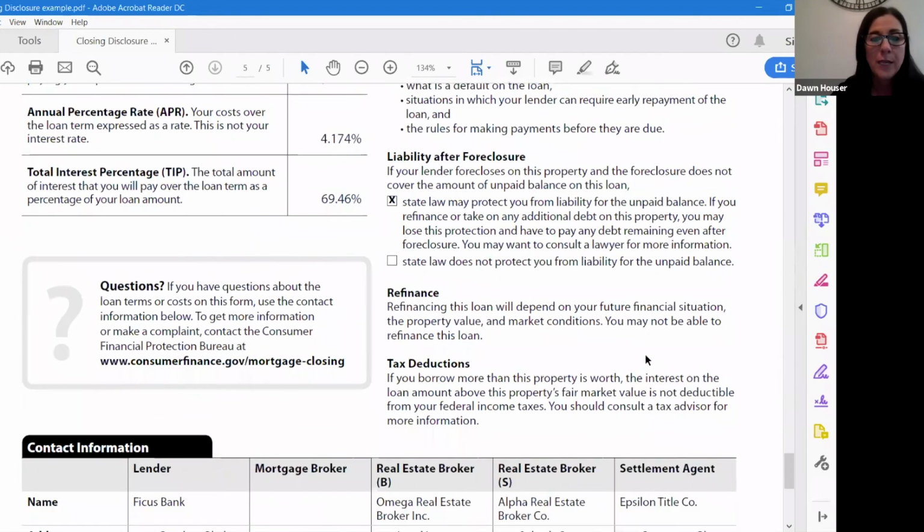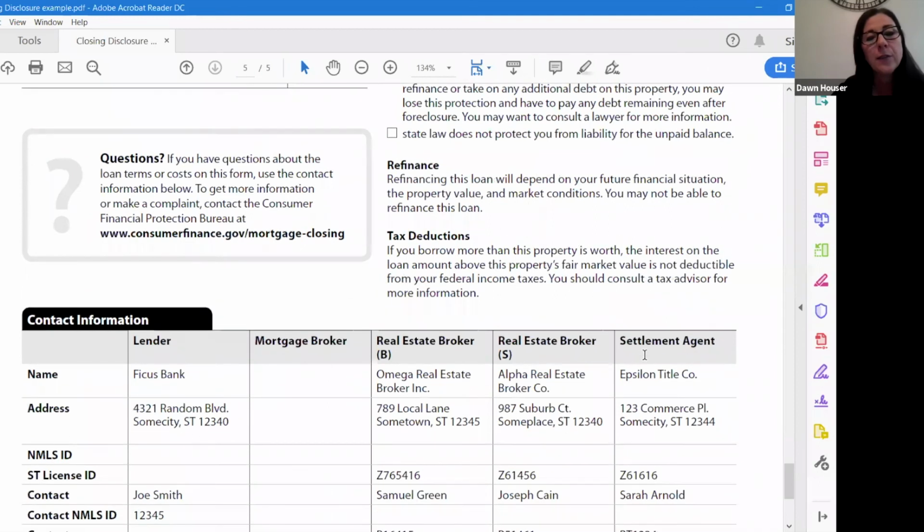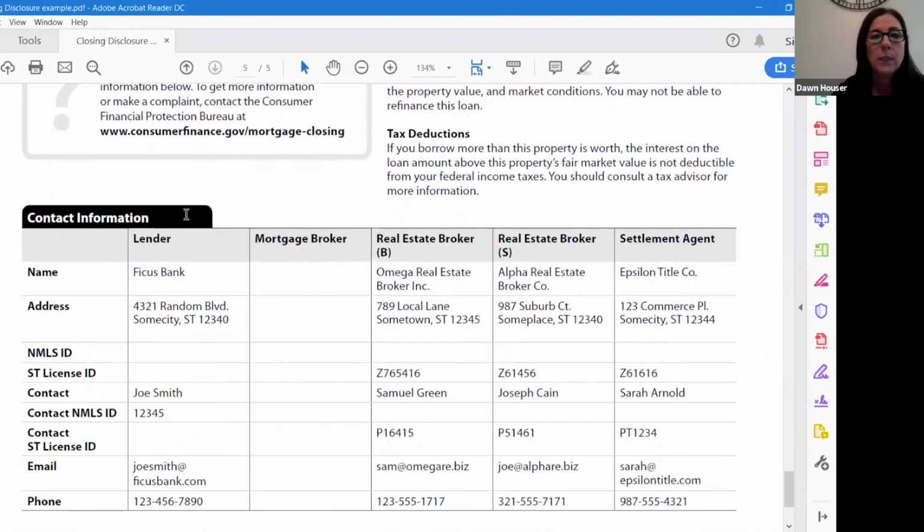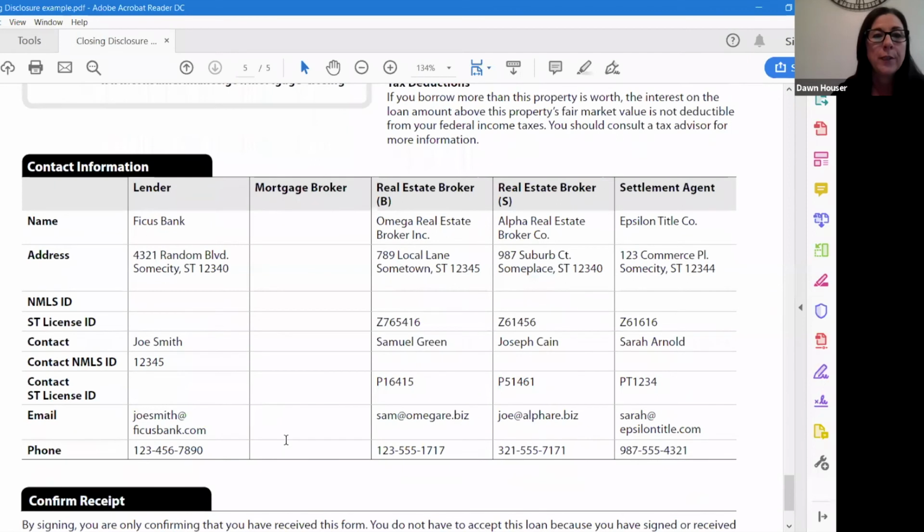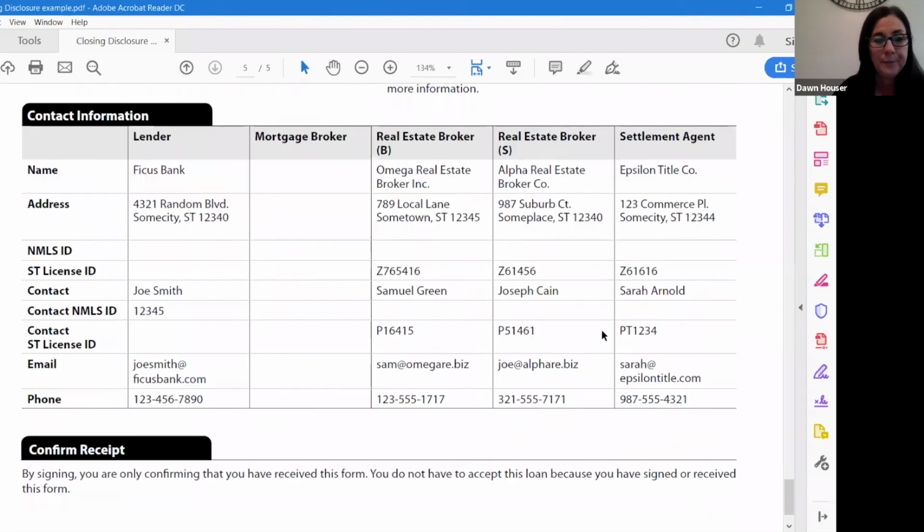And let's go down to the contacts. So these are all the people on the loan and on the transaction. The lender could be different than the mortgage broker, because sometimes if we have to broker out the loan, that means I may be sending the loan to Ficus Bank and I'm just the broker handling the transaction, and I would obtain some sort of fee for that. And then we have our 2 realtors on our transaction, and our settlement agent is the title company.